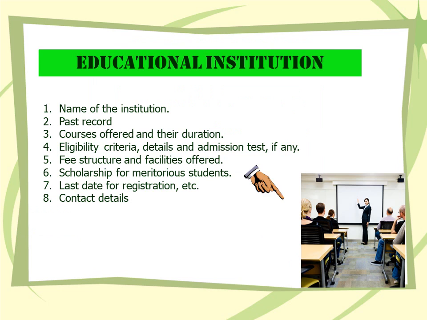Next, we move on to the ad for educational institution. Usually, educational institutions give different types of ads to talk about their courses, etc. So when we write this ad, we need to write the name of the institution, the past records, what are the courses offered and their durations, whether they are 3 months, 6 months, a year, and then eligibility criteria, details and admission test if any.